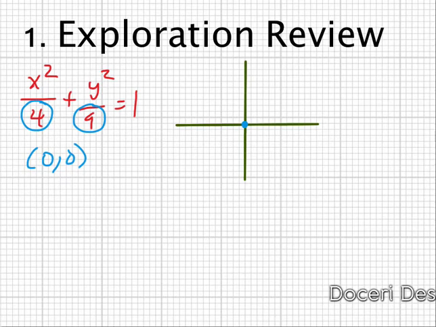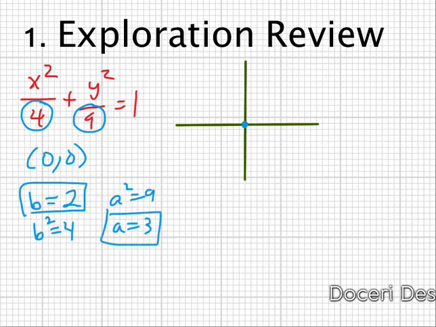Now the 4, remember, is b squared, because that's smaller than 9. So my b value is going to be 2, because b squared is 4, and I square root it and I get 2. Doing the same thing with 9, a squared is 9, which means a has to equal 3. So my b value is 2, my a value is 3.